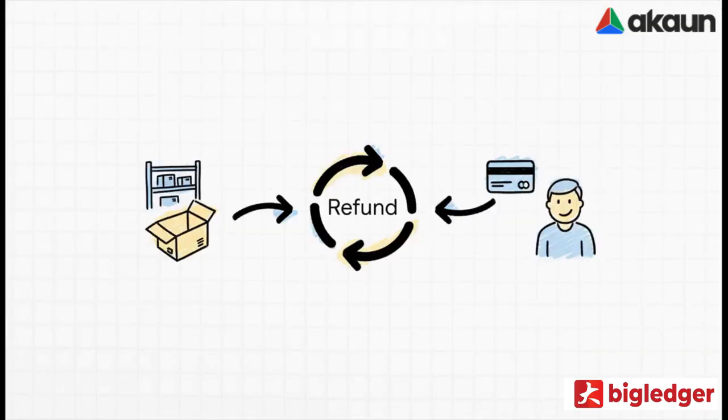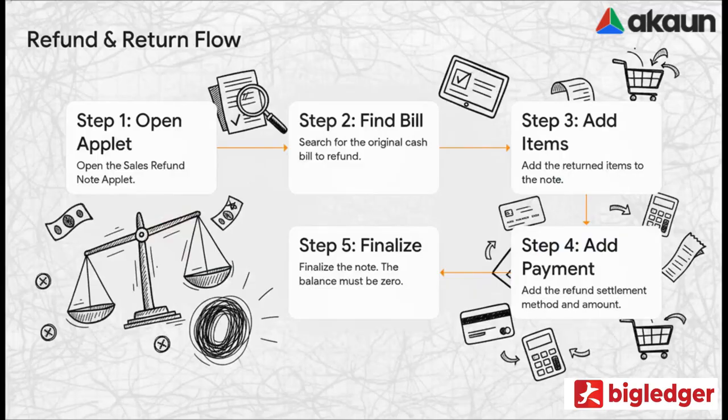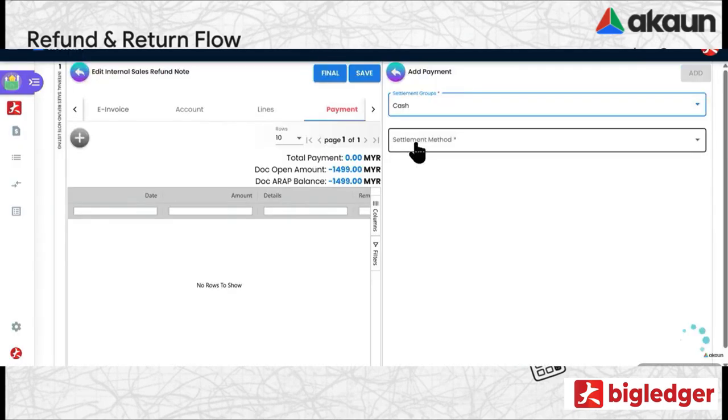Now refunds, they're a 2-part process. The item goes to stock, and money goes back to the customer. The golden rule for refunds? Follow the steps and make sure that final balance is always, always 0.